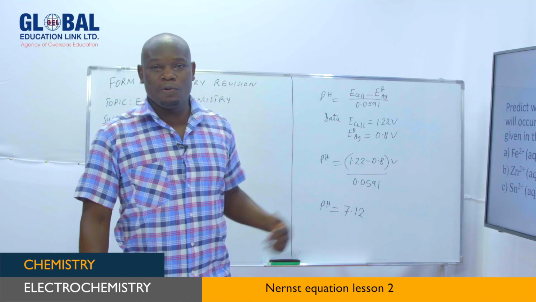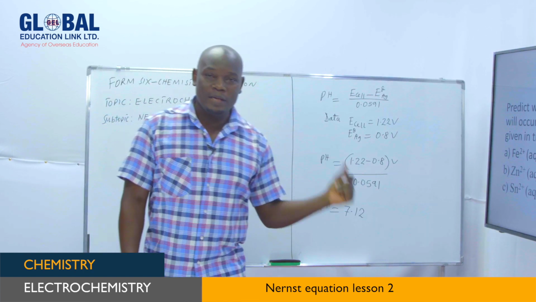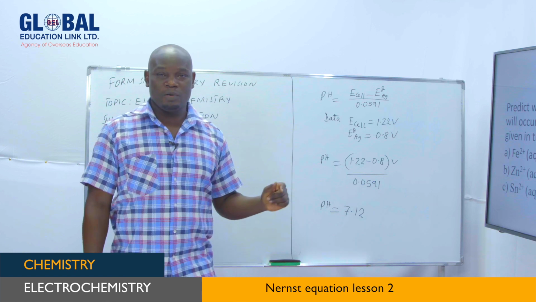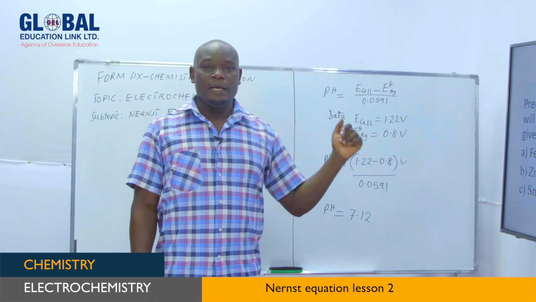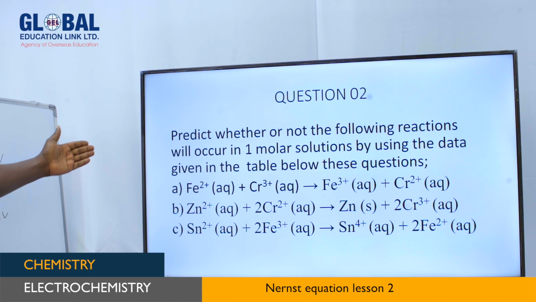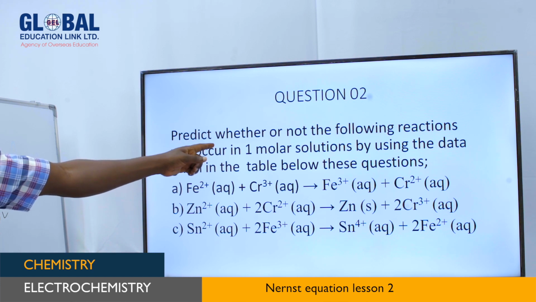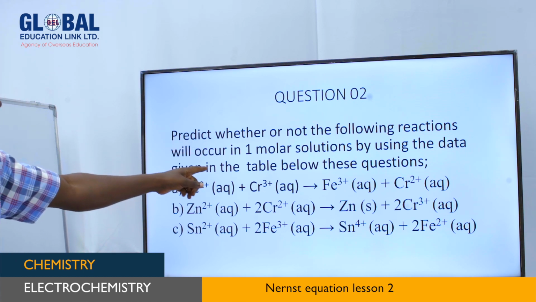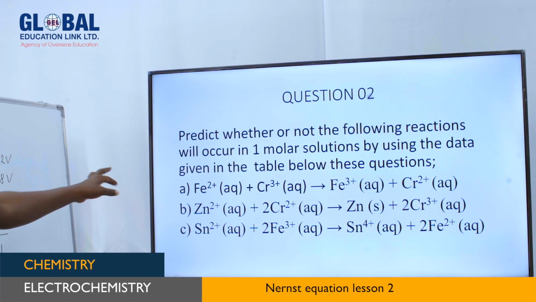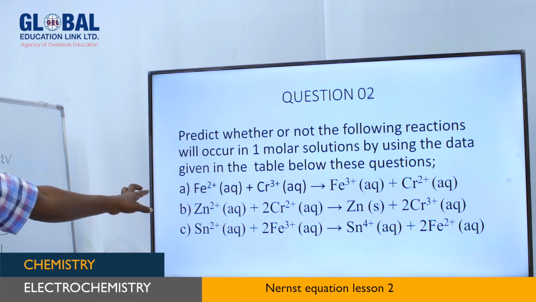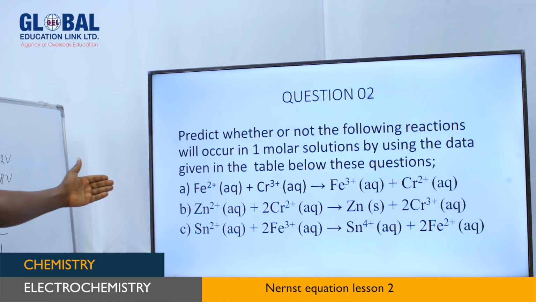Hello students, let us now go and consider example number 2. Example number 2 is concerned with the determination or the judgment of a reaction. Once you have been given the reaction, you are asked to judge if the reaction will take place or will not take place. So our question is: predict whether or not the following reactions will occur in 1 molar solutions by using the data given in the table below these questions. So we have A, B, and C. For myself, I'm going to do part A. The other parts you'll do in your own time. So let us now proceed with part A.